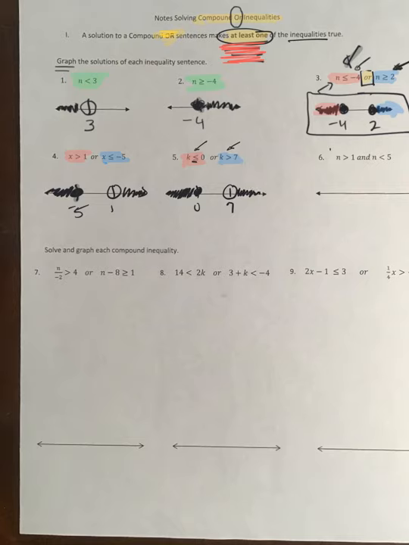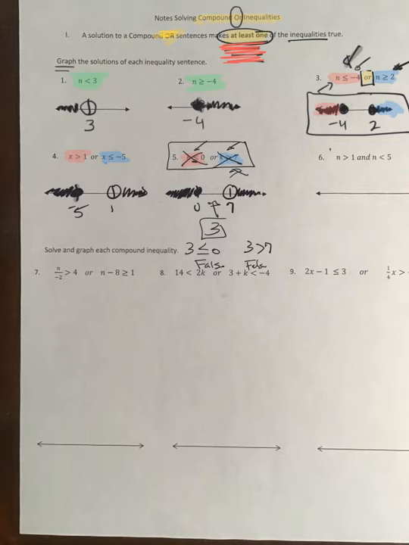So again, any number in the shaded region would make at least one of these true. Now look at what happens if I pick the number 3, which is not shaded. Look at what happens when I plug 3 into the red equation. Is 3 less than 0? No, that is false. Is 3 bigger than 7? I plugged it into the blue one. That is also false. So notice the number 3 did not make the red one true, and it did not make the blue one true.